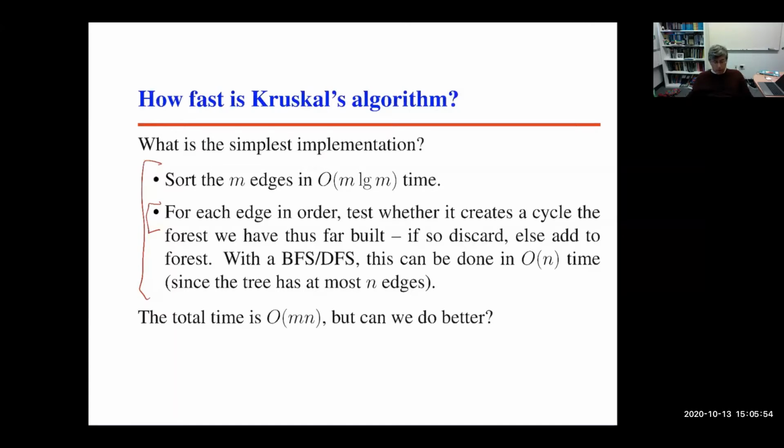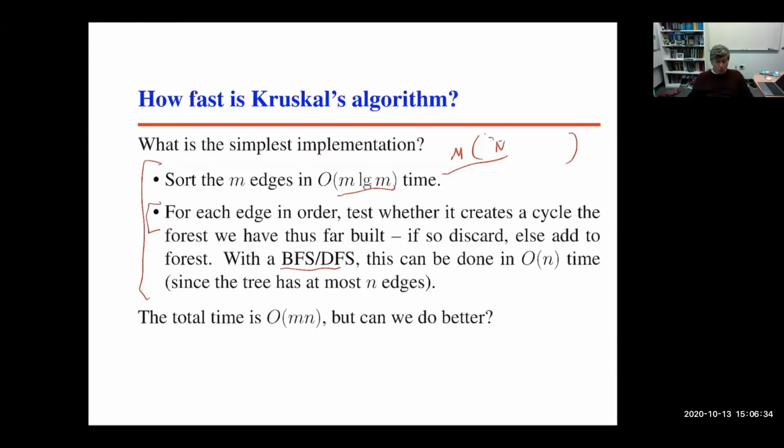It should be clear that the algorithm is going to take something like m log m to sort the edges, and then something like m times the time it takes to tell whether inserting this edge will cause a cycle. We know of a way to do that with depth first and breadth first search in order n time. So this will give us an order m log n plus mn, meaning an mn algorithm. But in fact, there's going to be a faster way to do it, and I hope to get to that a little bit later.